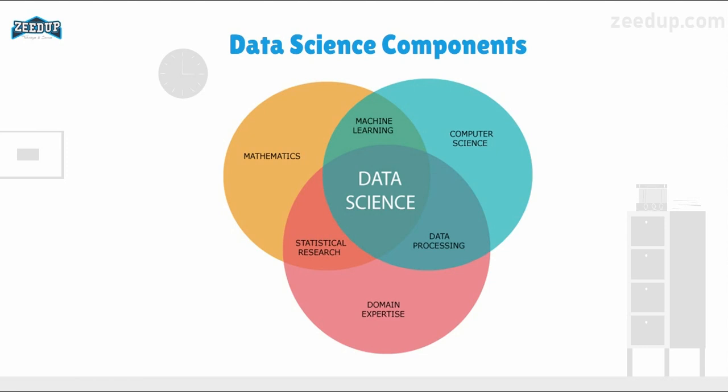Then we have domain expertise. So domain expertise basically binds data science together. It means the specialized knowledge or the skills of a particular area. If you're trying to work with any kind of data, you must have some knowledge of that particular data. Then you would be able to better understand the data.